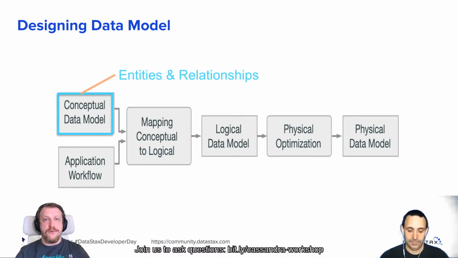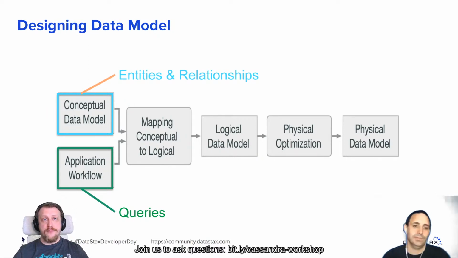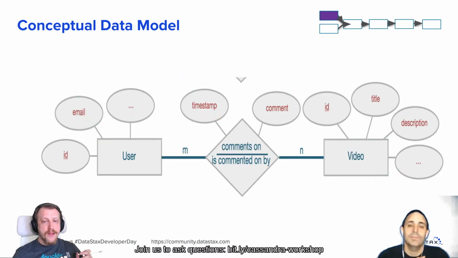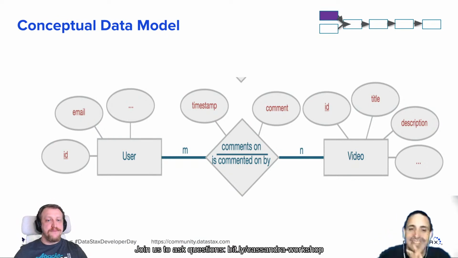So the conceptual data model is about entities and their relations. Application workflow is about queries. Well, we speak about people using our app, but in the end, for the backend, for the database, it all looks like a query. And in Cassandra, query is the queen. You design it all based on the query. One query, one table. Almost one query, one table, yes.